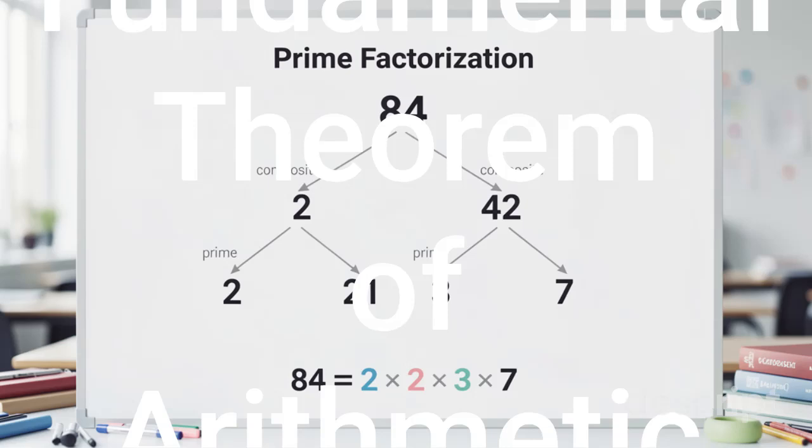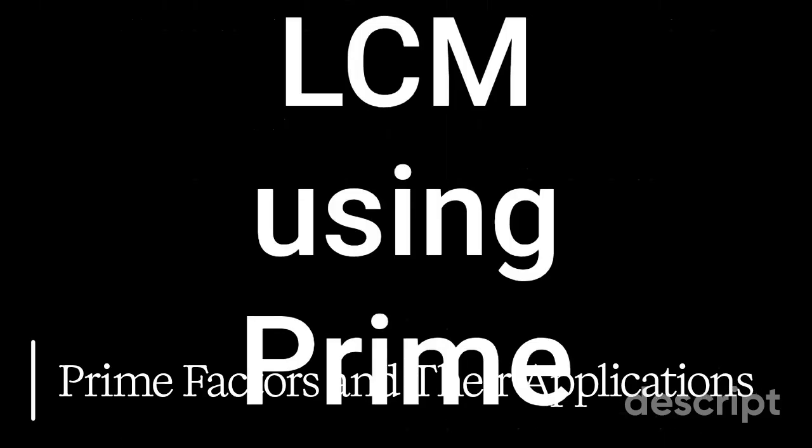You can find HCF and LCM using prime factorization. Use the unique prime factor form to compare factors and calculate. HCF is the product of common primes with the smallest powers. LCM is the product of all primes with highest powers. For example, HCF of 12 and 18 equals 6, and LCM of 12 and 18 equals 36.